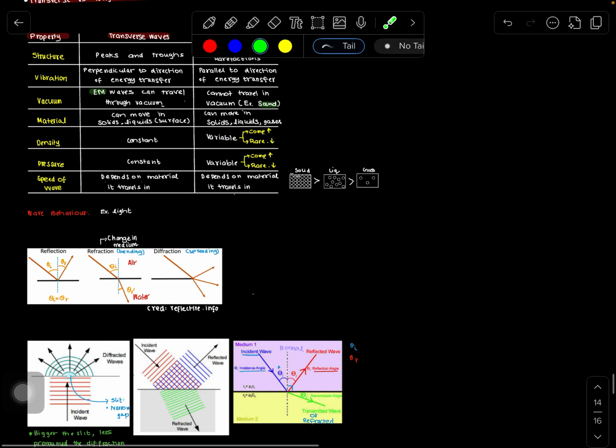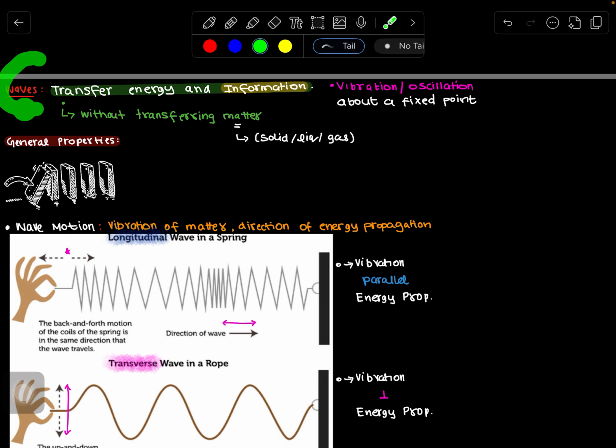Okay, let me go a little bit more back. हमने पढ़ा था waves क्या होते हैं? They transfer energy and information, but they do not transfer matter. और wave की हमने कुछ properties पढ़ी थी. We went through a few terms, and then we studied two types of waves, longitudinal and transverse waves.